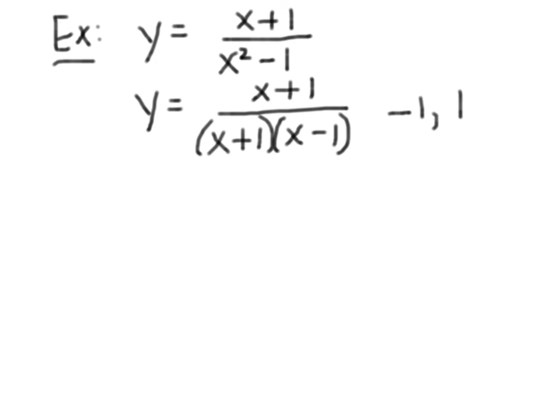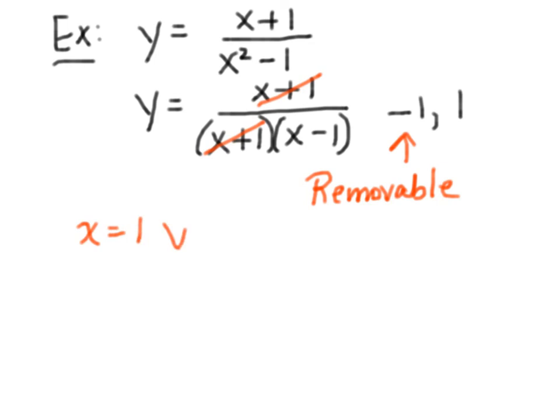Now let's look at x plus 1. We can factor that out. So if we can factor it out, that means that at negative 1, it's removable. There is a hole in the graph. But that means that at x is equal to 1 is a vertical asymptote, which means it's an infinite discontinuity. And that is the lesson on continuous functions.